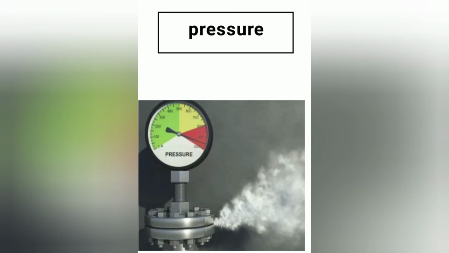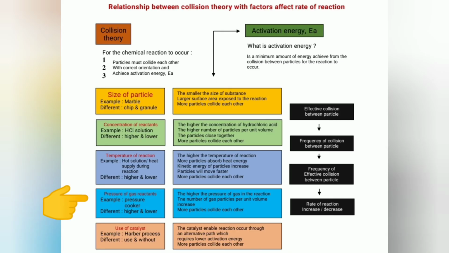The effect of pressure of gaseous reactants on the rate of reaction. When particles of gaseous reactants are compressed to occupy a smaller volume, the pressure of the gaseous reactants increases. The number of gas particles per unit volume increases. With more gas particles per unit volume, the frequency of collision among the reacting particles increases. Hence, the frequency of effective collision increases, which results in a higher rate of reaction.